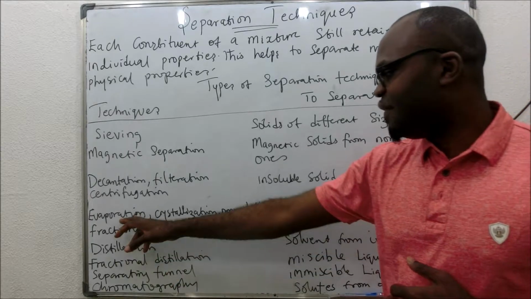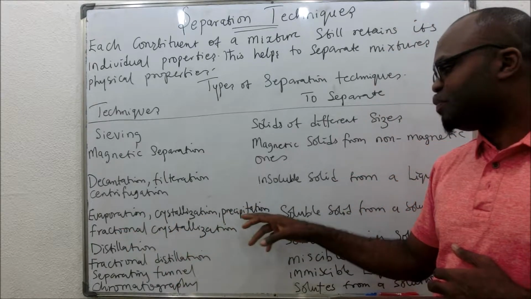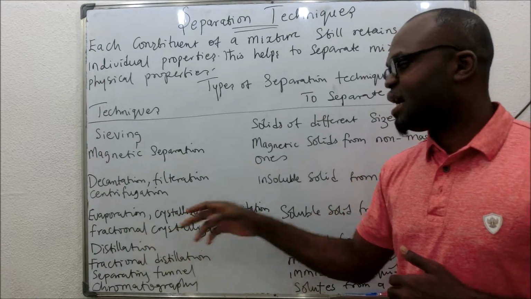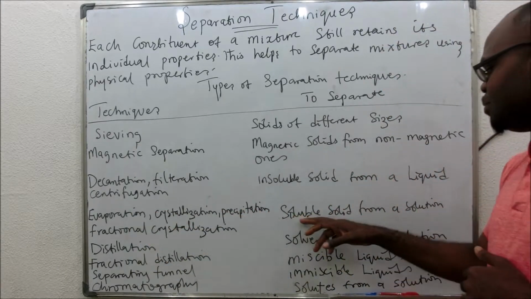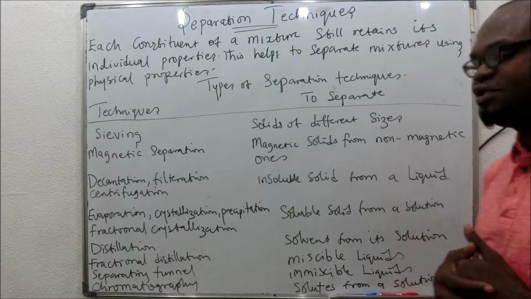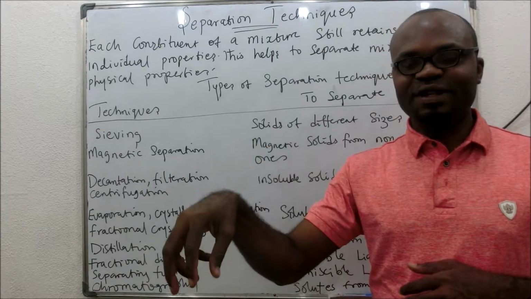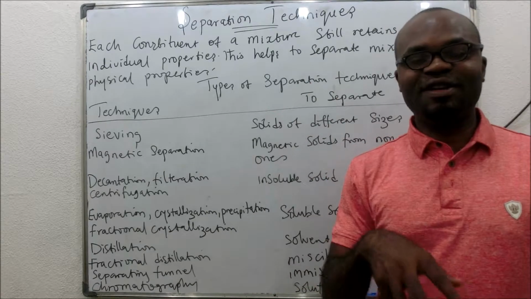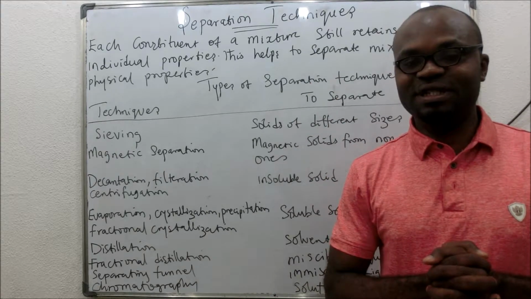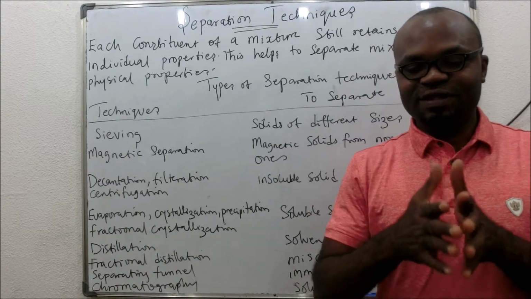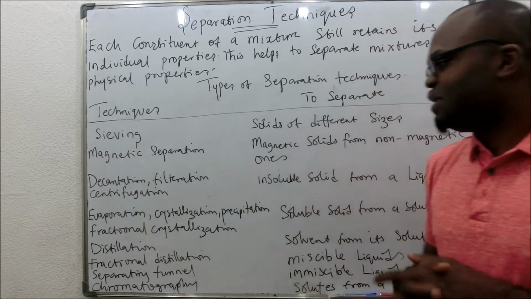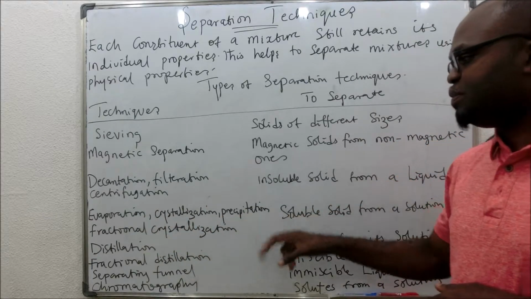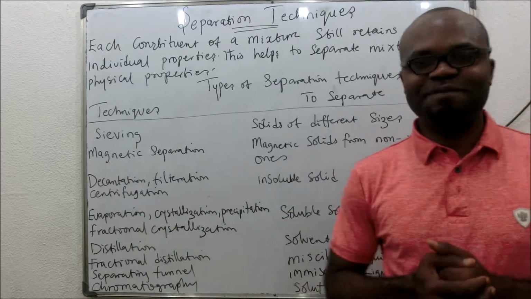You also have evaporation, crystallization, precipitation, and fractional crystallization. And these techniques are used to separate a soluble solid from a solution. A soluble solid means a solid that can actually dissolve in a solvent. If you want to separate them, then you use either evaporation, crystallization, precipitation, or fractional crystallization.